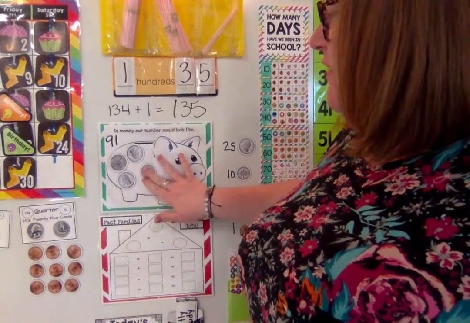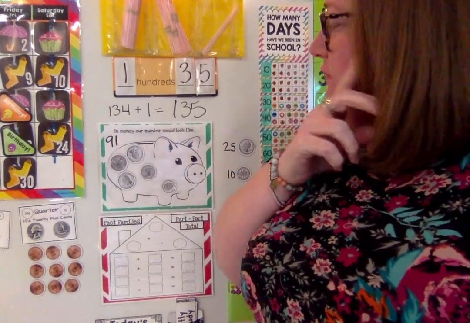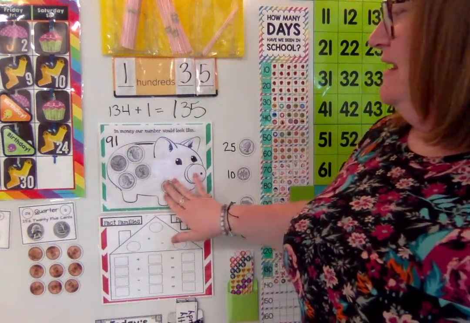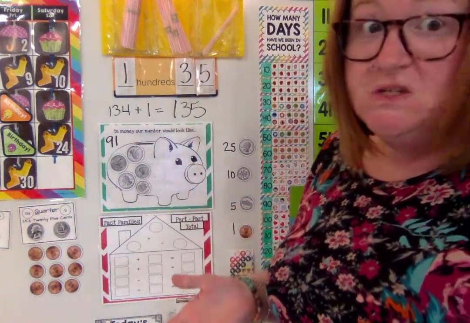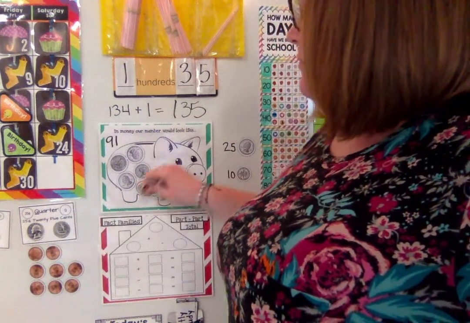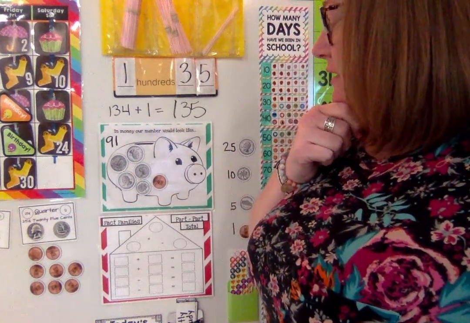Would it have been the same if I said, okay, 75? Would that have gotten 80 with 5 more? 75, 80. Yeah, that's counting by 5s, right? 80, and then 10 more is 90. Still gets us to 90 cents. Then what would I need for 91? Yeah, 1 penny. 91, very good.